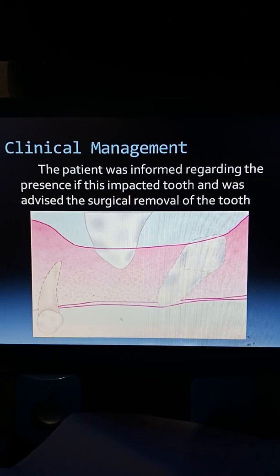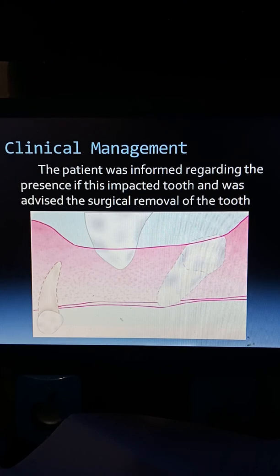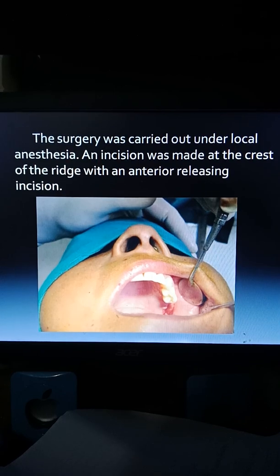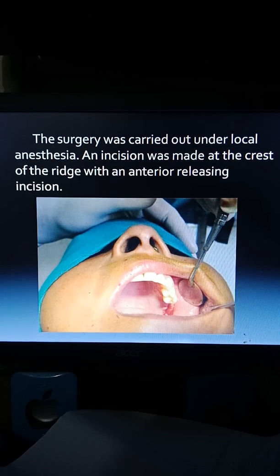Clinical management. The patient was informed regarding the presence of this impacted tooth and was advised surgical removal of the tooth. The picture indicates the inverted and impacted maxillary third molar, with the absence of first and second molars as was in our patient. The surgery was carried out under local anesthesia. An incision was made at the crest of the ridge with an anterior releasing incision. The picture indicates the incision given in the maxillary third molar region for the extraction of the inverted and impacted maxillary third molar.